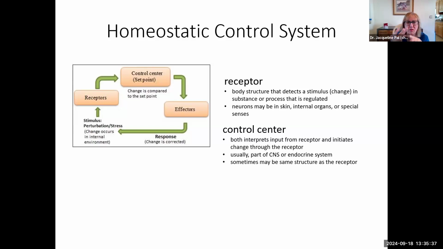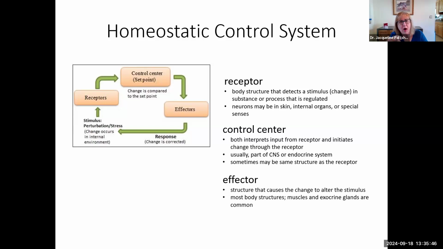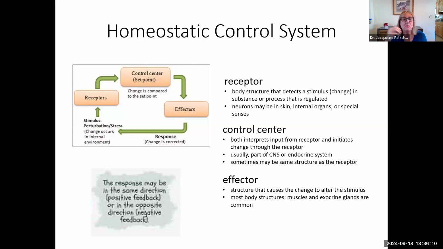Sometimes it's going to be through the same structures as the receptors. Usually it's not going to be. And so we are going to usually involve an effector, a structure that's going to cause a change to alter the stimulus. And so these are usually muscles and glands. Okay, so think of skeletal muscles or glands that are going to secrete stuff. Okay. And the response can be in the same direction as the change. That's called positive feedback, or it could be in the opposite direction, what we call negative feedback.